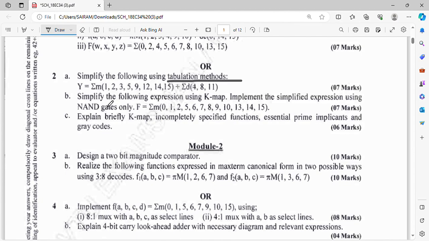Now let me come to the answers, and before that I'm going to tell you one important thing in this paper. This paper is a fresh paper, and in the scheme of valuation there are some modifications that have been made. I'll tell you about the modifications.